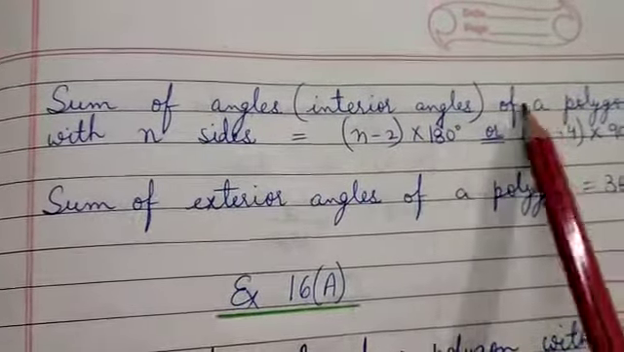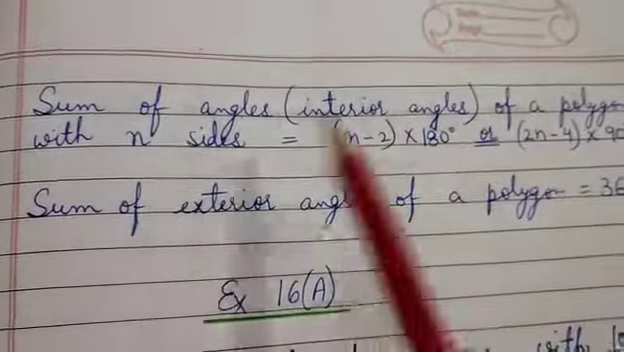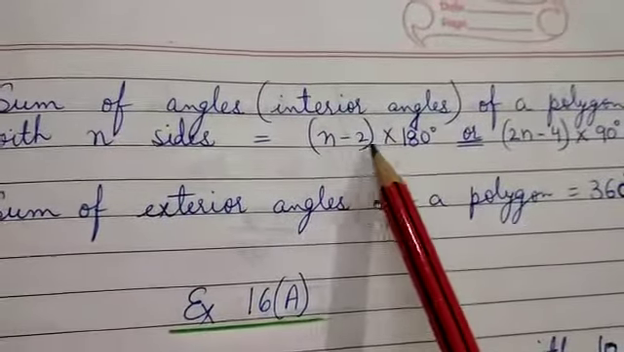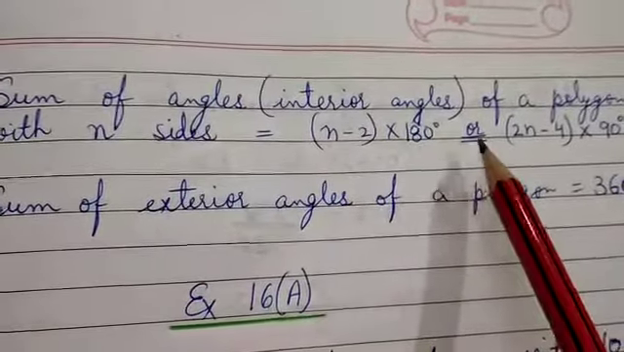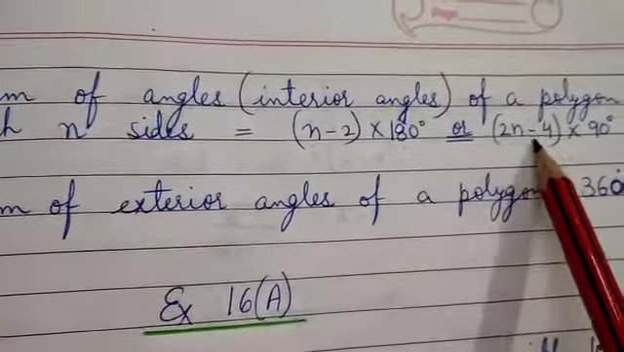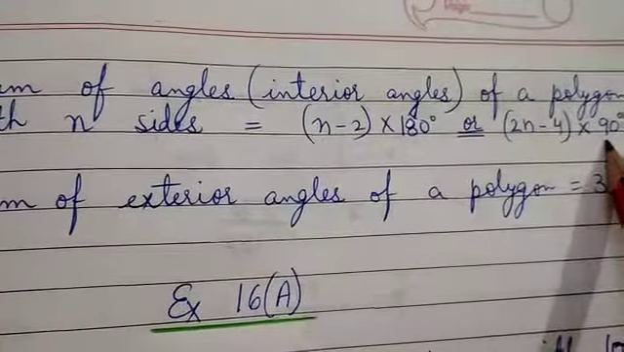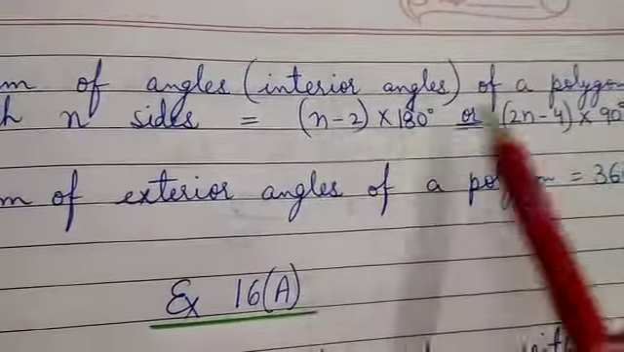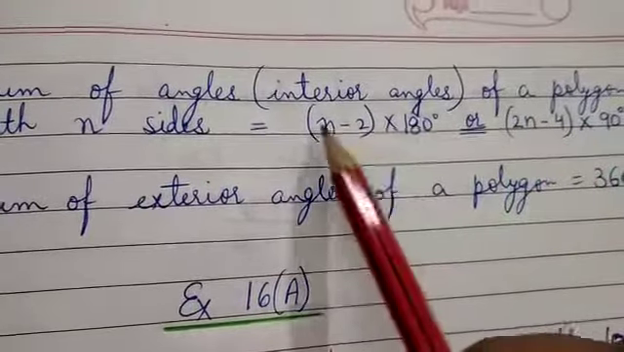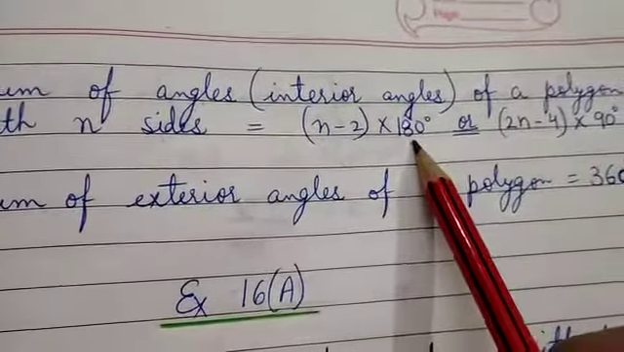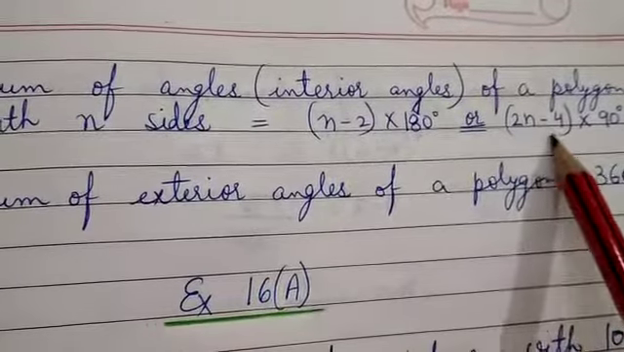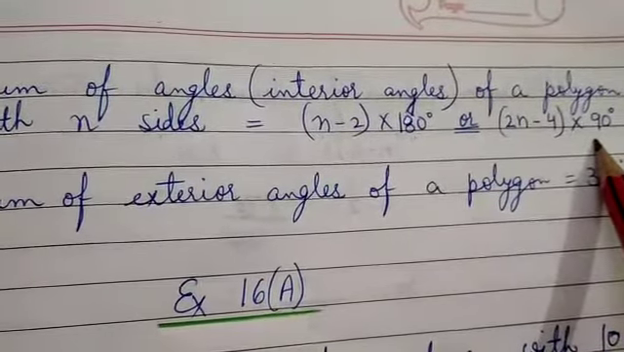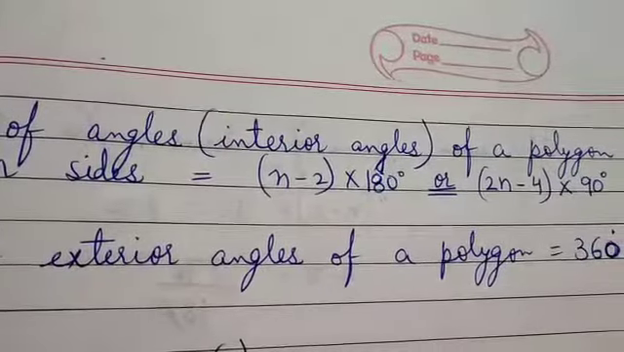So sum of angles of polygon with n sides is (n minus 2) into 180 degree or (2n minus 4) into 90 degree. Means any one of the formula you can apply, both are same, (n minus 2) into 180 degree or (2n minus 4) into 90 degree.